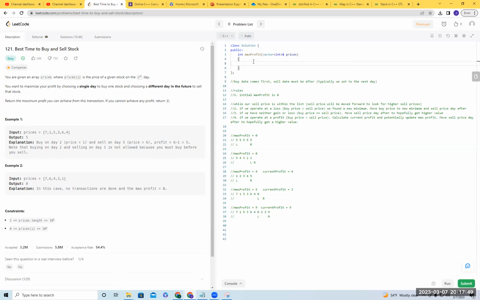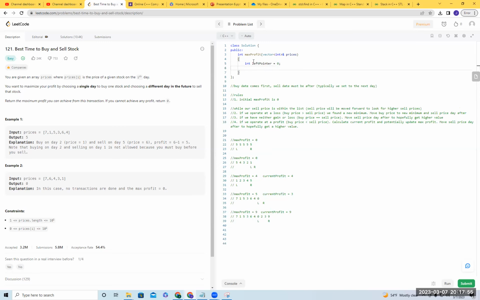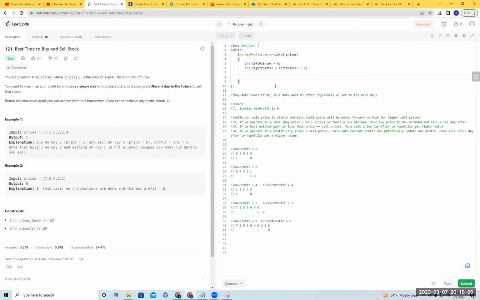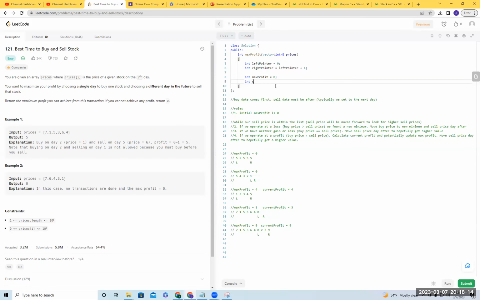So what we're going to do is set up our left pointer, which is going to be our buy index essentially. And we're going to set up our right pointer, which is always 1 day after. I could choose to say left pointer plus 1, or I could just write 1. I'm going to say left pointer plus 1 just to denote that it's always 1 day after. The next thing is, by default, our max profit is going to be set to 0. And we know that our current profit is a variable that we want to keep track of later.